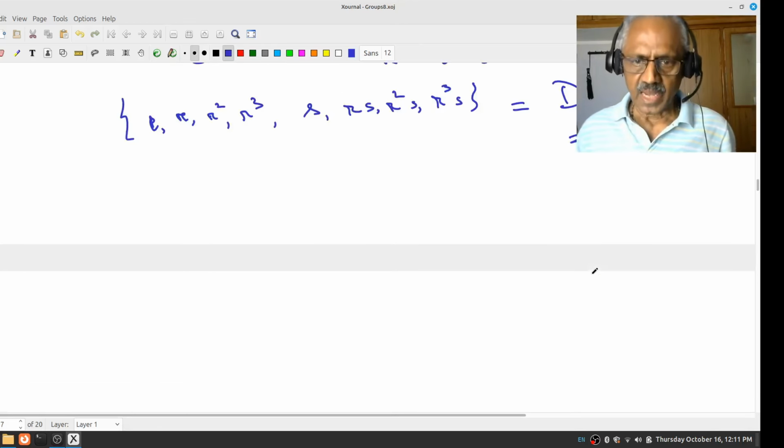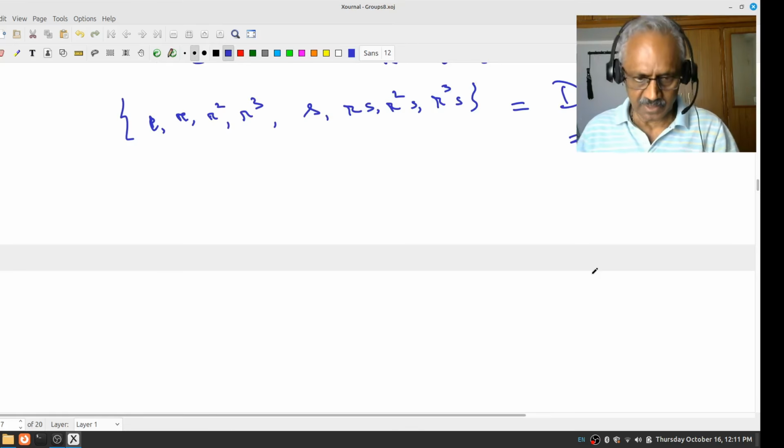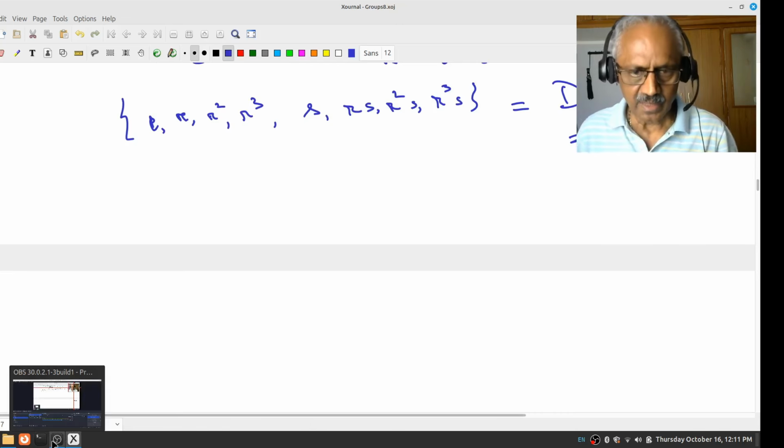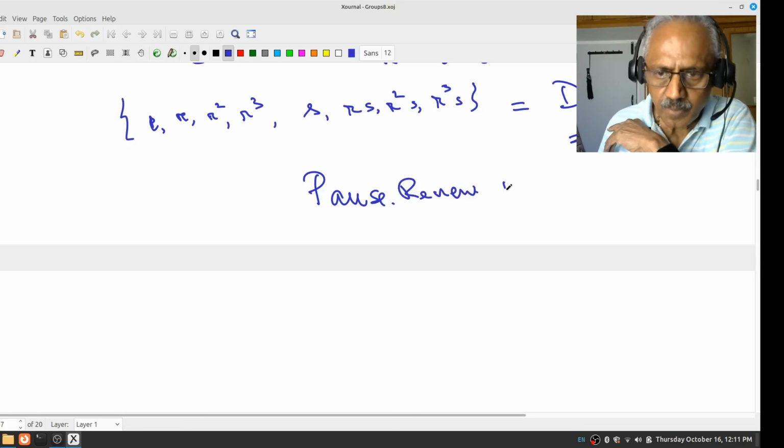Right? I want to say, remember R and S are mappings of the vertices, right? Therefore, there is a composition. What I want to say, yeah, just let us stop for a while, pause, review, proceed.